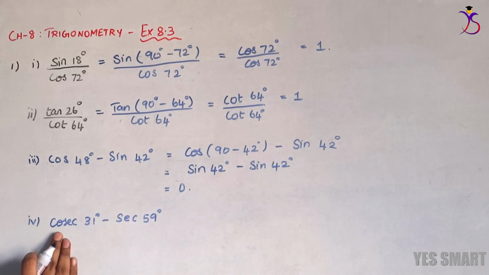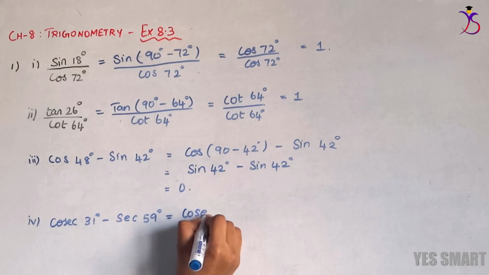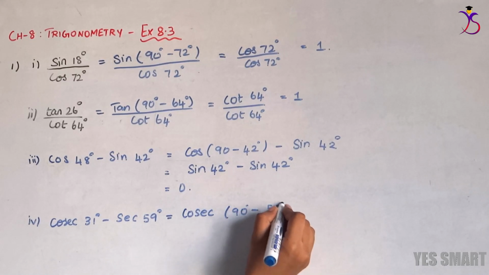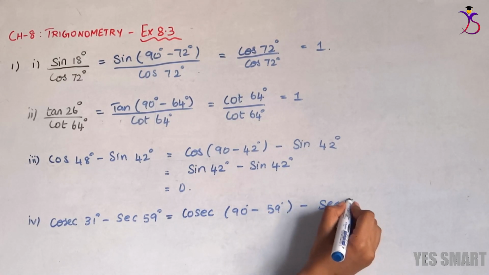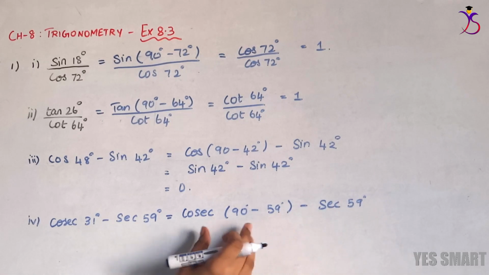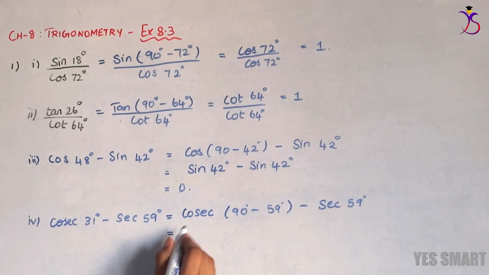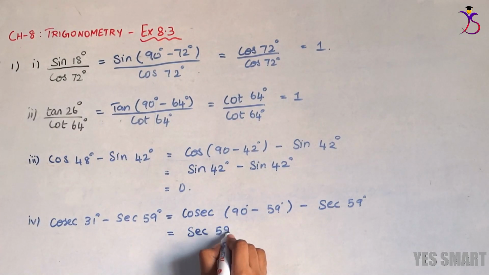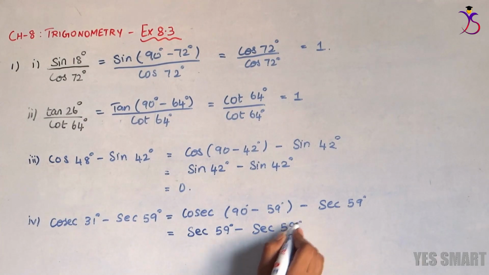Now moving to the last subdivision of the first sum: cosec 31 degree minus secant 59 degree. I am going to rearrange this cosec 31 degree to cosec 90 minus theta, so it becomes 90 minus 59. So cosec (90 minus 59) gives me cosec 31. This secant 59 I am just keeping as it is. Now cosec 90 minus theta is secant theta. So it becomes secant 59 minus secant 59 degree, so the answer will be 0.